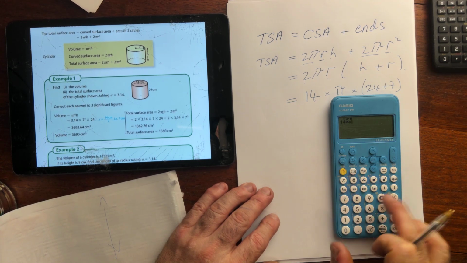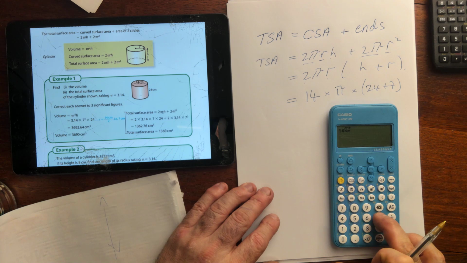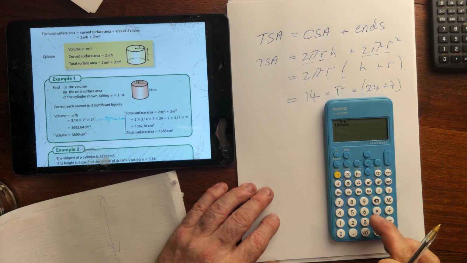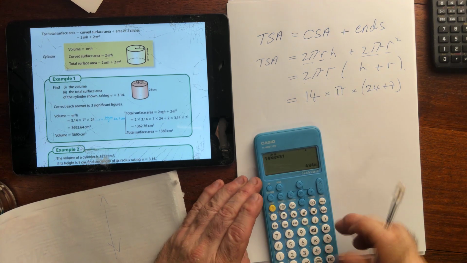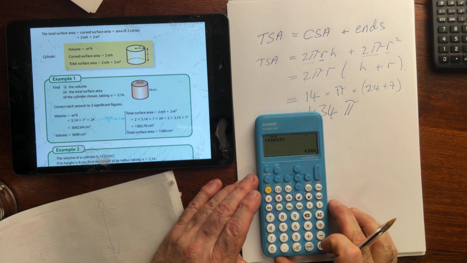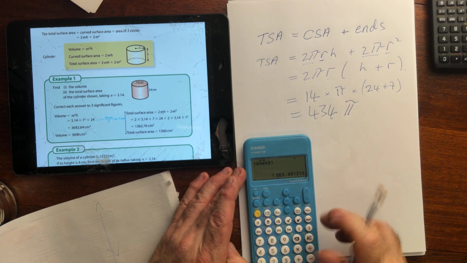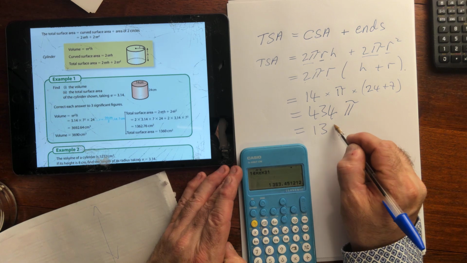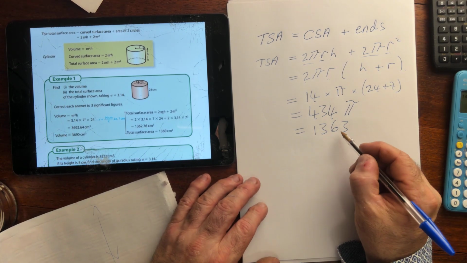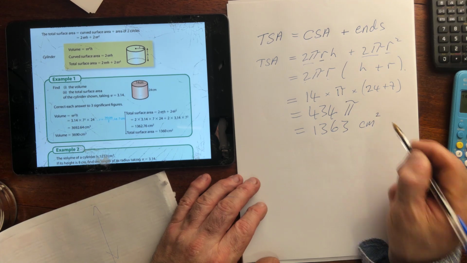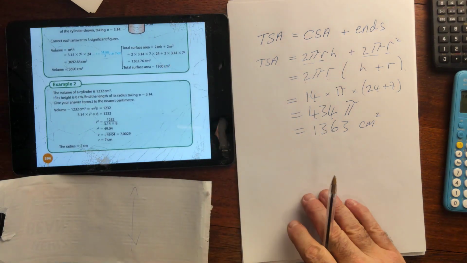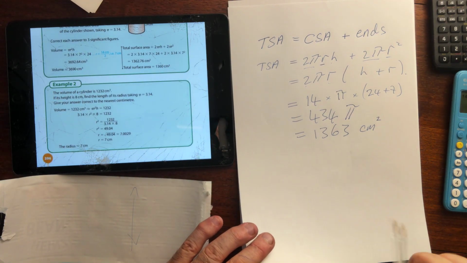14 by shift 7 by 24 and 7, I can do in my head, and I get 31. Okay, so I get 434 pi, and then when I want it exact I can do shift equals, which is equal to 1363. I'm looking at that and it's going to round down, so I leave it at 1363 centimeters squared, because that's area. Okay, and ignore the fact that we're slightly different to them, because that's what we're doing now. We're doing calculations using the exact pi.